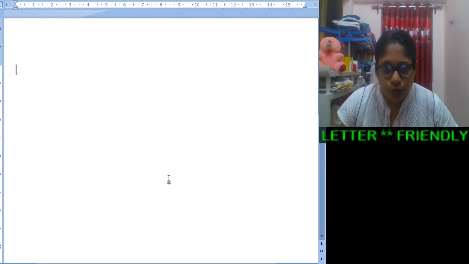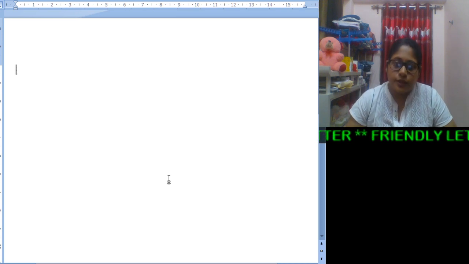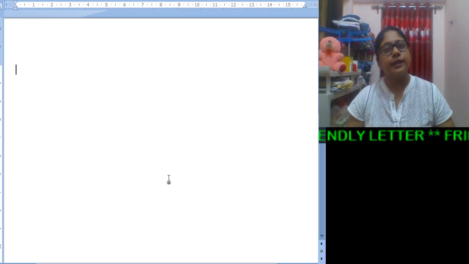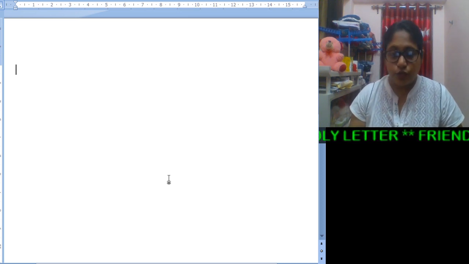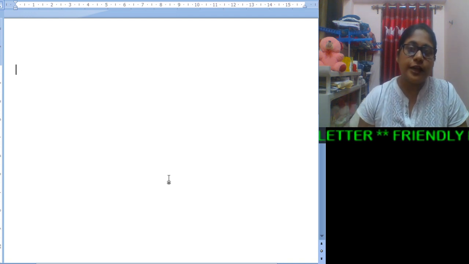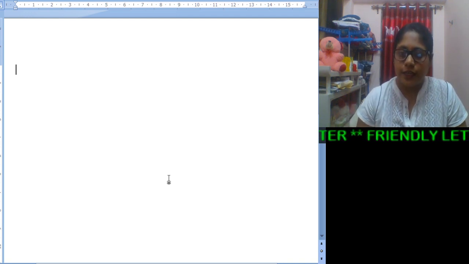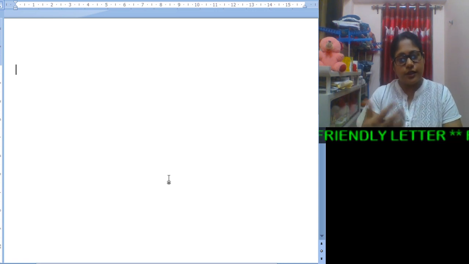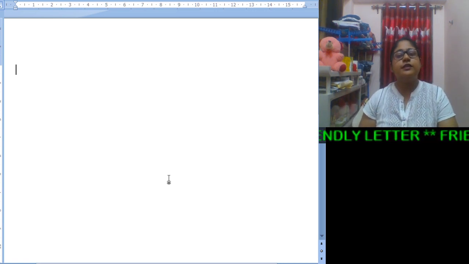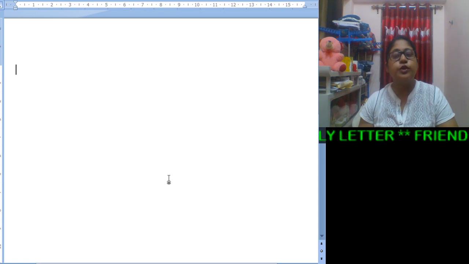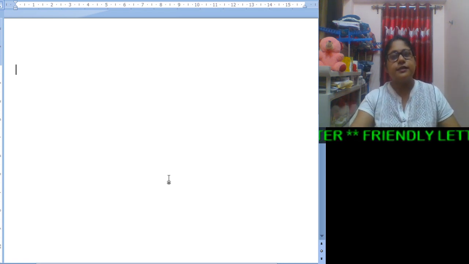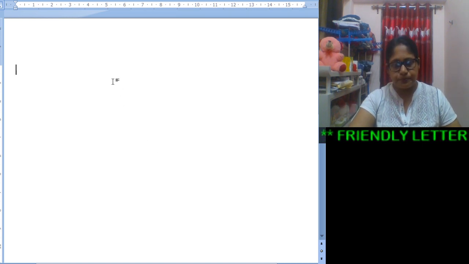I know you all know that we have two types of letters in our syllabus. That is, one is formal letter and another one is friendly letter. Sometimes you all call friendly letter as informal one, and we need to term it as friendly letter because here we will be writing the letter to those whom we know personally, right? So I will be discussing the format of friendly letter today.